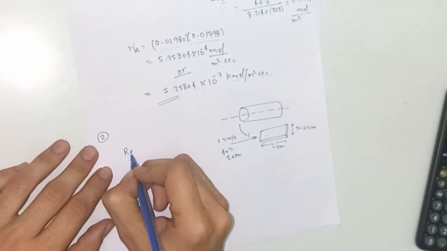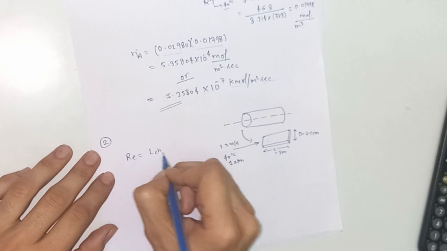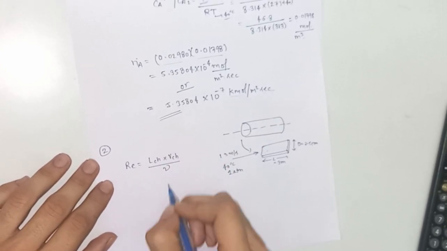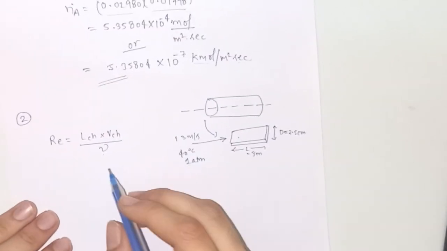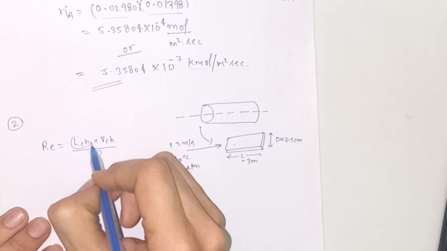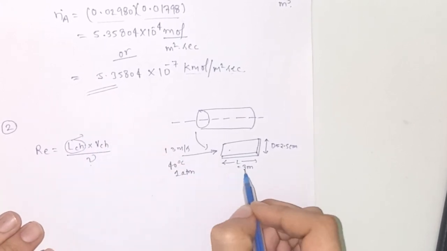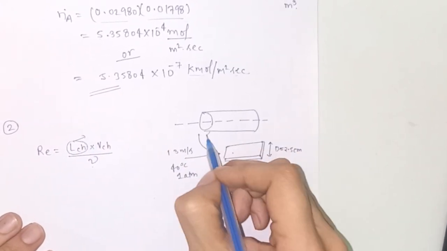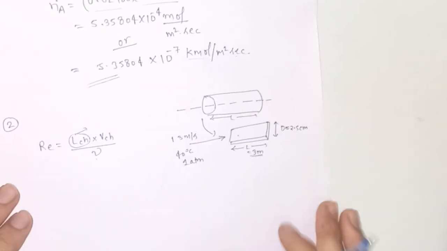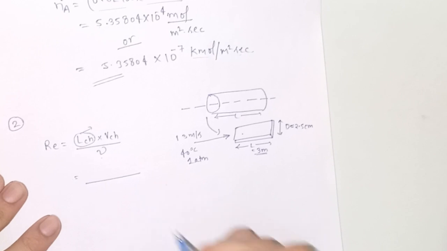So the Reynolds number in this case will be the characteristic length multiplied by the characteristic velocity divided by the kinematic viscosity. Because this is a problem of a flat plate, the characteristic length will be the length of the flat plate, that is 3 meters, the same as the length of the cylindrical case in the first part. So now we will just substitute the values.